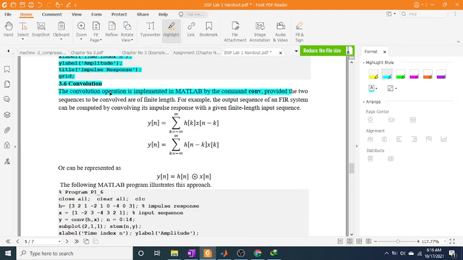3.6 Convolution. The convolution operation is implemented in MATLAB by the command conv, provided the two sequences to be convolved are of finite length. For example, the output sequence of an FIR system can be computed by convolving its impulse response with a given finite length input sequence.